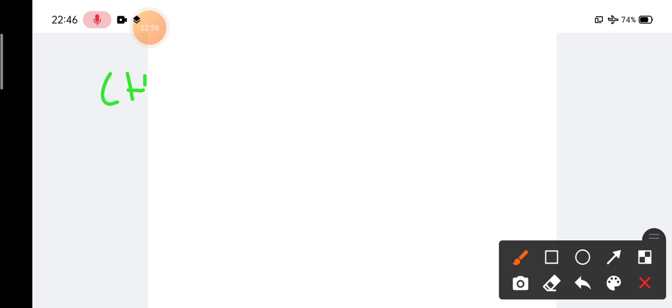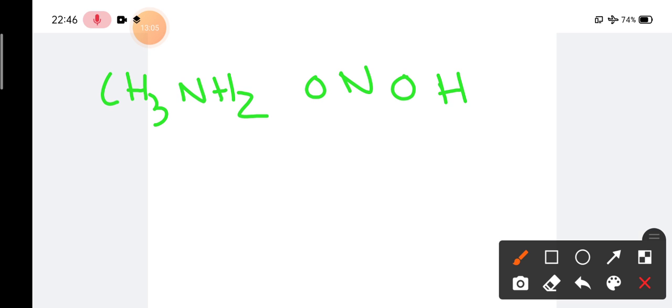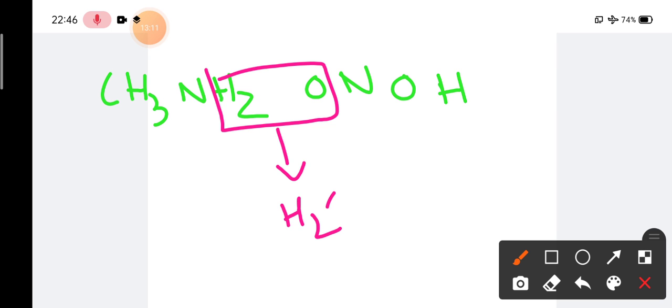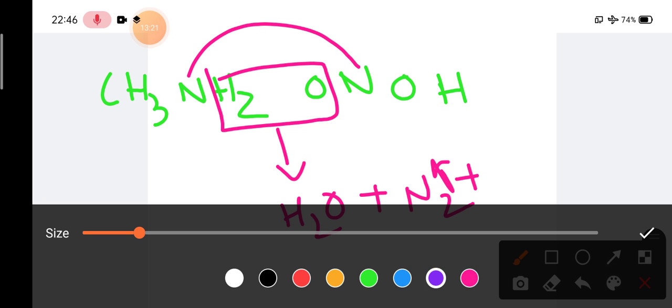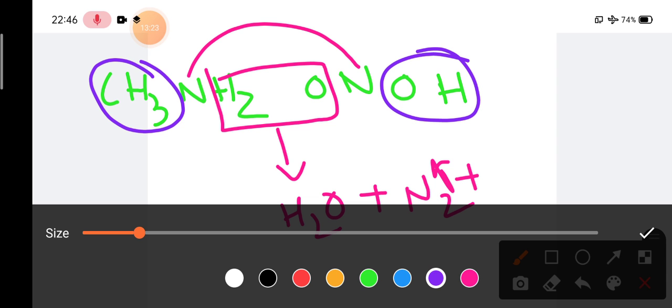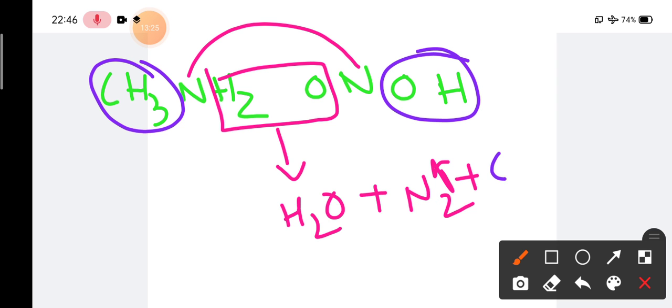Suppose you use CH3NH2, then we have to use HNO2. We can write HNO2 as ONOH. Okay, right now we have to do one thing, that is removal of H2O. This is the first step. We have to remove the H2O, then these two nitrogens will merge and it will form N2 gas. Okay, and the leftover part is OH and CH3, so it will form alcohol, that is methanol, CH3OH.